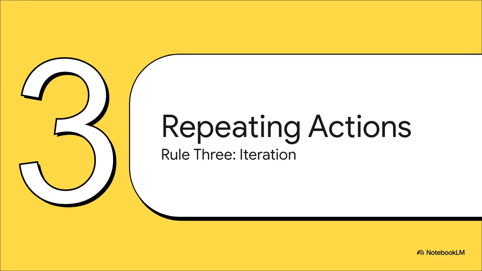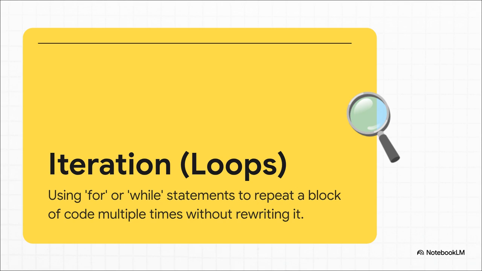All right, so our code can follow a list of instructions, and it can make choices. But what happens when you need to do the exact same thing over and over and over again? Can you imagine writing the same line of code 100 times? What a pain! Well, that's where our third building block saves the day. The fancy term is iteration, but pretty much everyone just calls them loops.